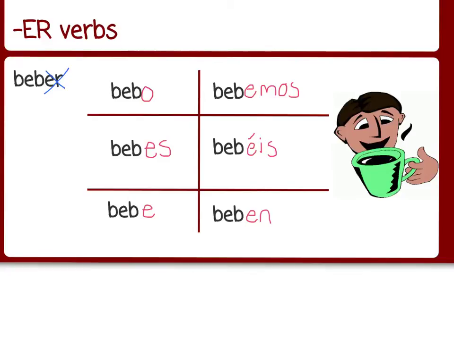Repitámelo. Yo bebo. Tú bebes. Él bebe. Nosotros bebemos. Vosotros bebéis. Ellos beben.